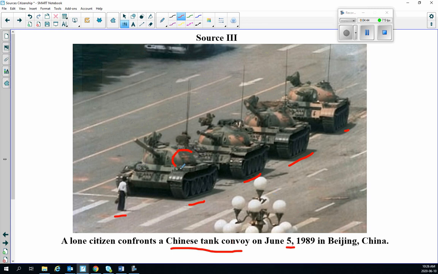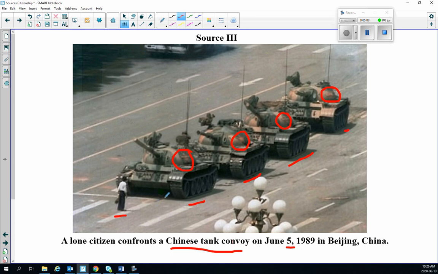So the tanks are representative of the Chinese government, which of course is non-democratic and quite repressive in a lot of ways, especially in the 1980s. And so given what I know about China, it's a dictatorship. It would have been the government that sent these tanks in. He's obviously standing up to the Chinese government. He's standing up to authoritarianism. He's standing up to a dictatorship.